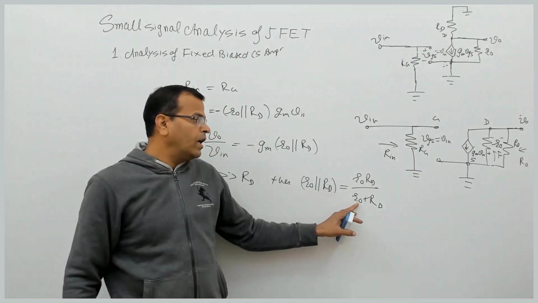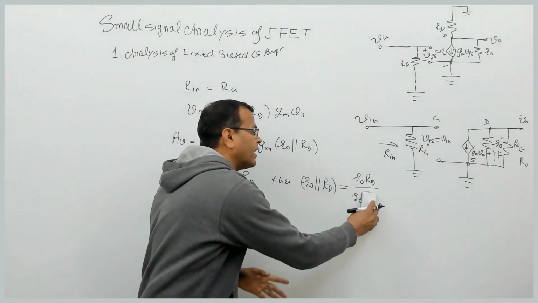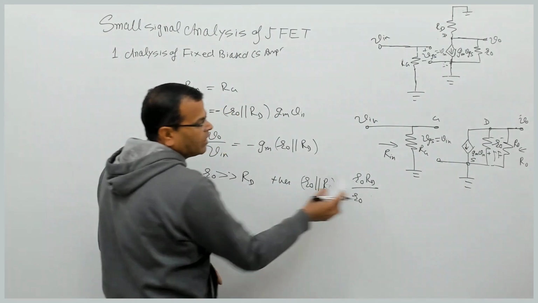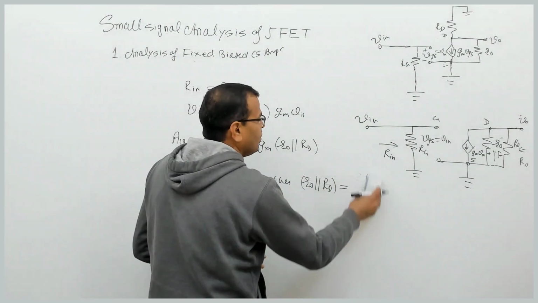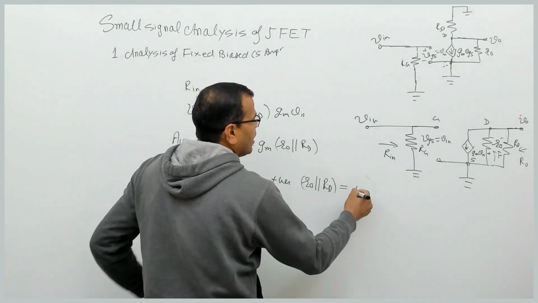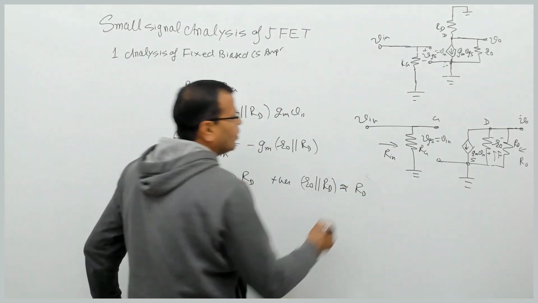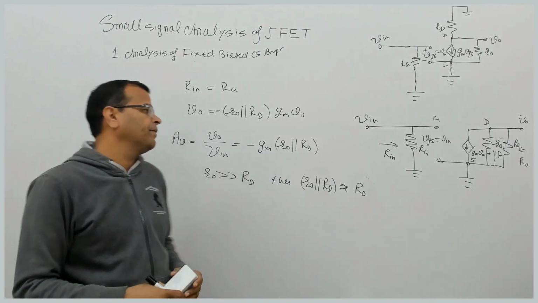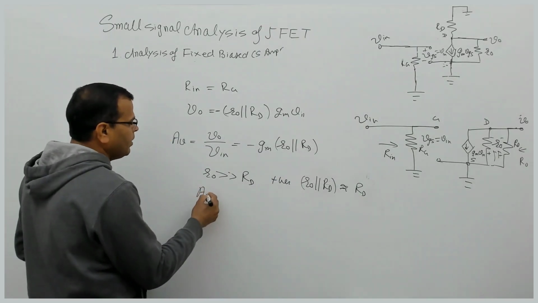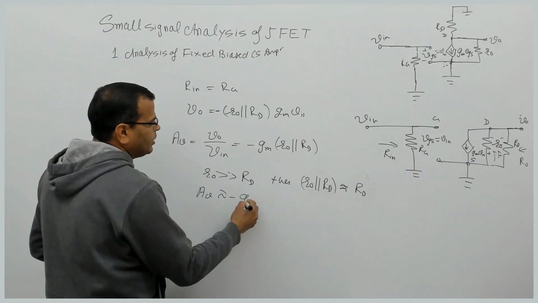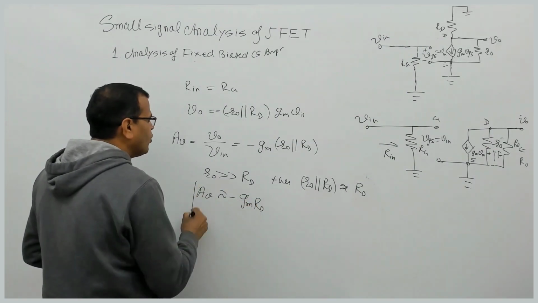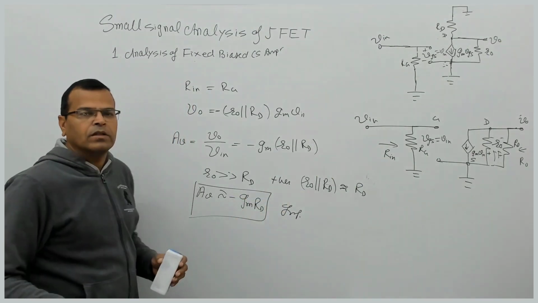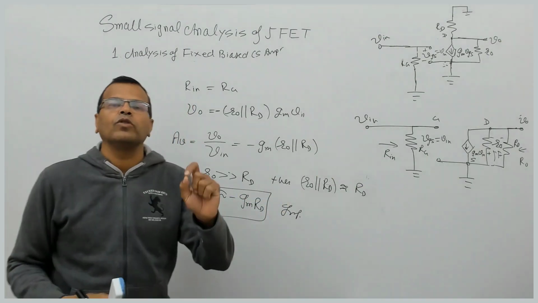you can neglect RD in the denominator as it is very small compared to R0. R0 and R0 get cancelled out, so this will be simply equal to RD. So R0 in parallel with RD is approximately equal to RD. In that case, AV will be minus GM into RD. Try to remember it. This is important as far as MOSFETs and FETs are concerned. You should remember voltage gain is equal to minus GM into RD.